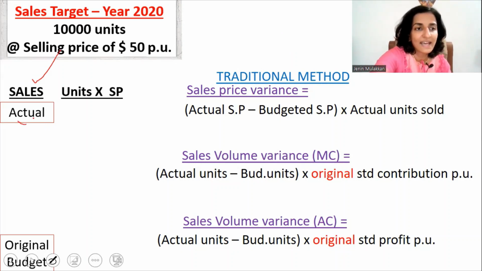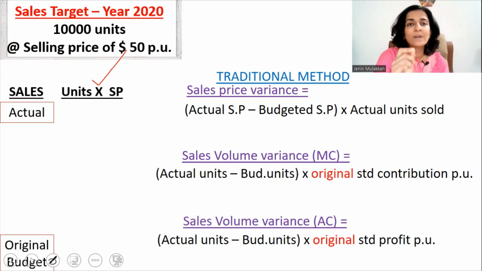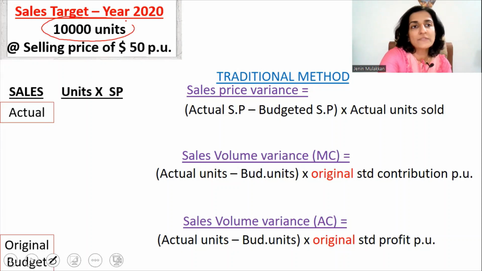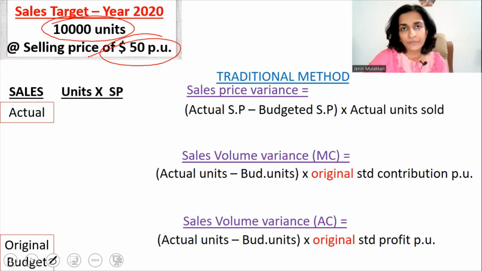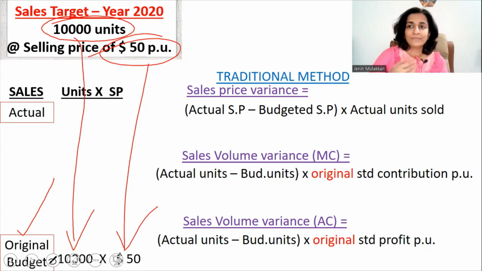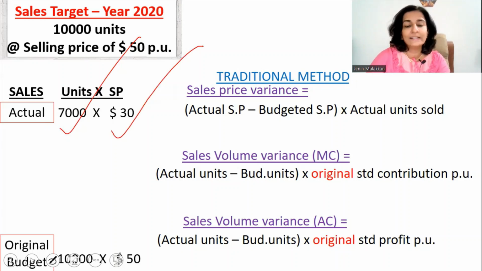You have the sales, that is the actual sales, on top, and the original budgeted sales on the bottom. And sales, as you know, is units multiplied by selling price. So we have the next column as units multiplied by selling price. So in the intro, it was said that the original budget was for 10,000 units and it is to be sold at a selling price of $50. This was before COVID. That is, it is the original budget. So against the original budget, we have to write 10,000 units multiplied by $50. And say the actual sales achieved was 7,000 units at a selling price of $30 per unit.